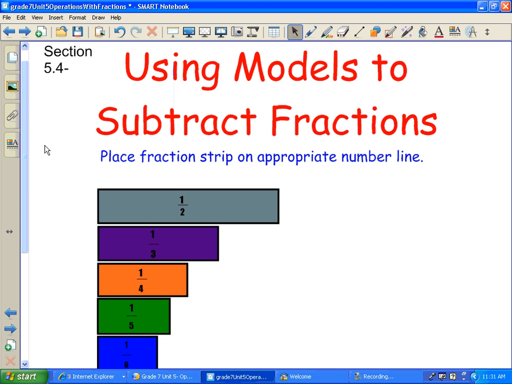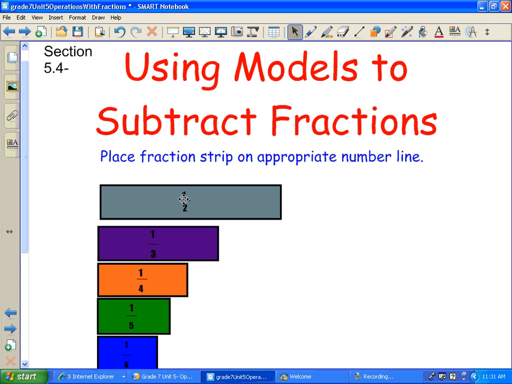Section 5.4, using models to subtract fractions. This one is just as easy as addition, maybe even easier. All you have to do is place your fraction strip on the appropriate number line. So you've got to figure out which number line you're going to use.